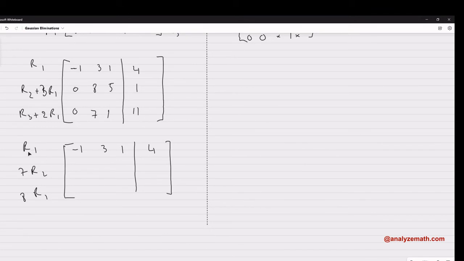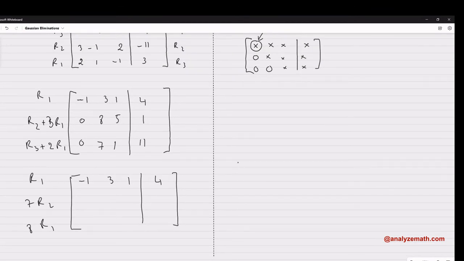So let's continue. Row number 1 unchanged. Again, the notation: this is the new row number 1, the new row number 2, the new row number 3, and here row number 1 unchanged. Now we need 7 times R2. This is R2, and we multiplied by 7. That gives me 7 times 0, 7 times 8 is 56, 7 times 5 is 35, 7 times 1 is 7. So all these multiply by 7.